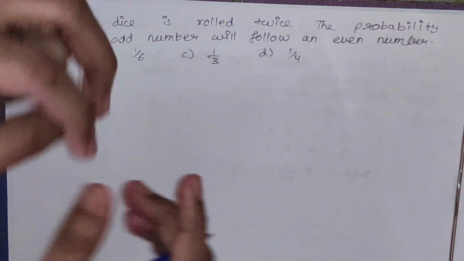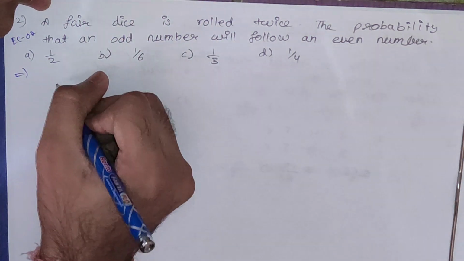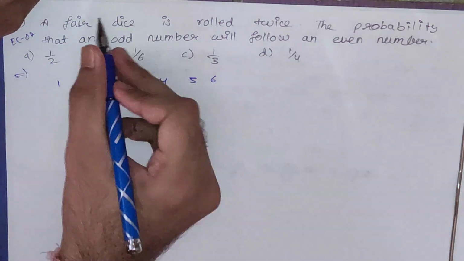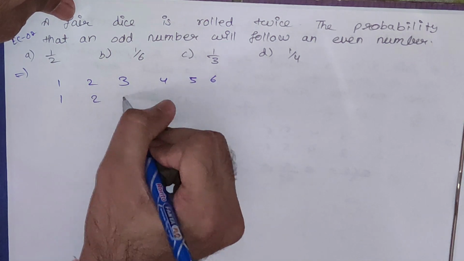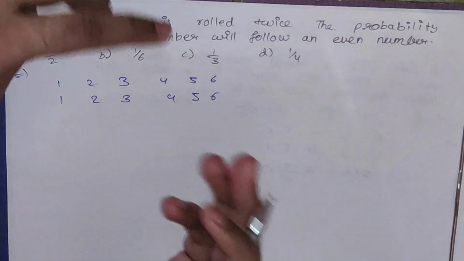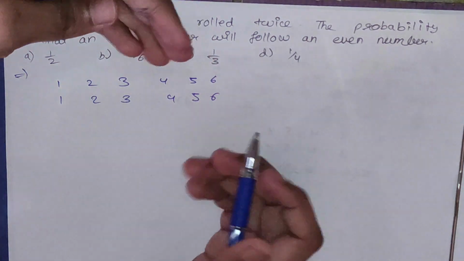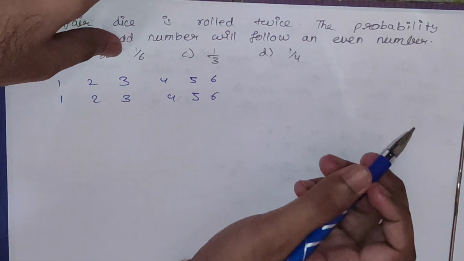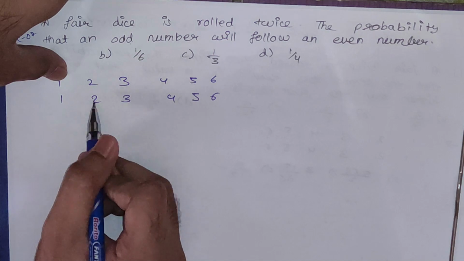So here also we are going to use the same trick, that is we will write 1 2 3 4 5 6 for 2 times as the dice is rolled twice. Now we have to count the number of favorable outcomes. We want an odd number in the first die and an even number in the second die. So you can see this is the odd number and this is the even number.